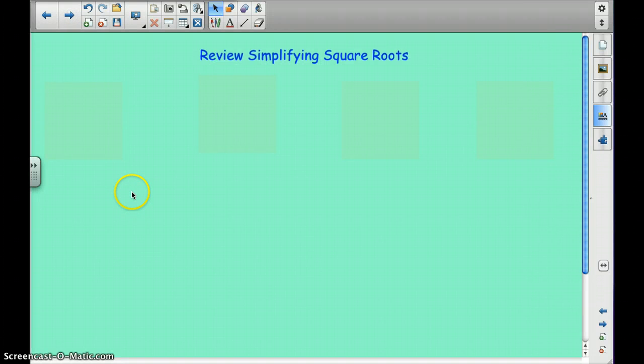Before we begin the Pythagorean theorem, I want to review simplifying square roots.